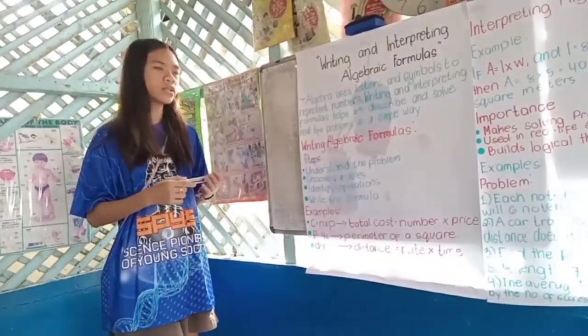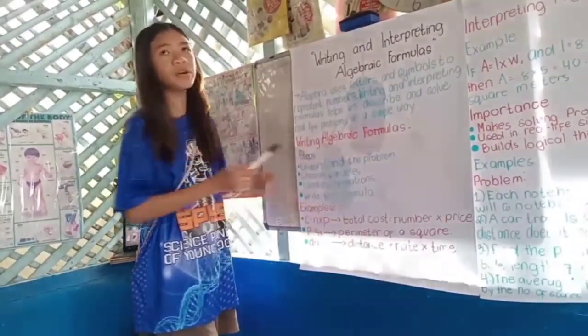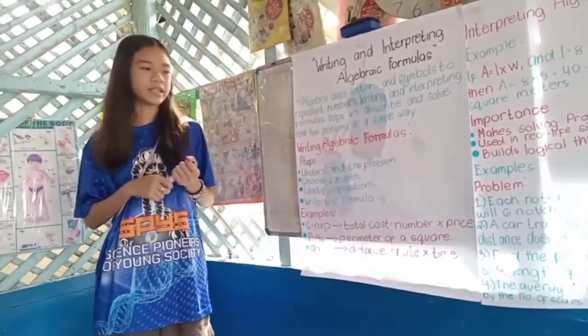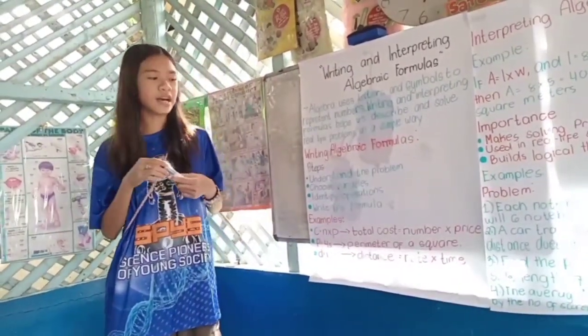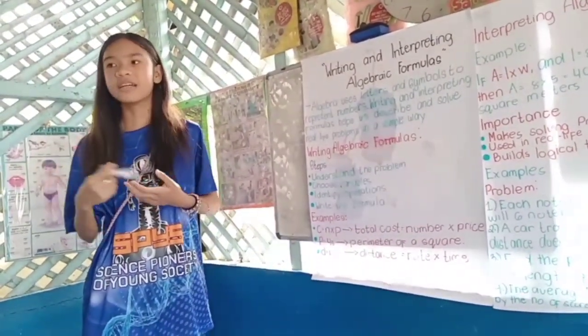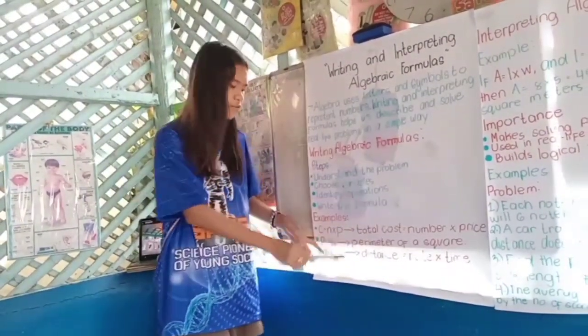If you want to get the total cost of an item, you will just use the number. For example, 5 ballpens. That is the number. Then for the price, the ballpen costs 10 each. So 10 times 5 is equal to 50. So the total cost is 50.